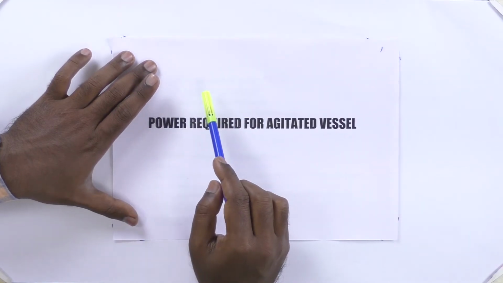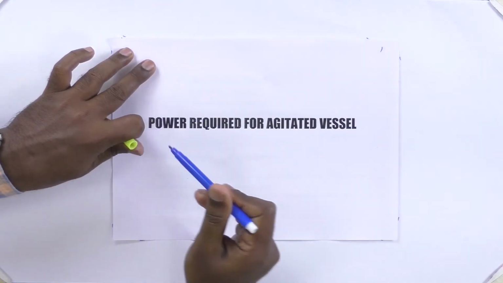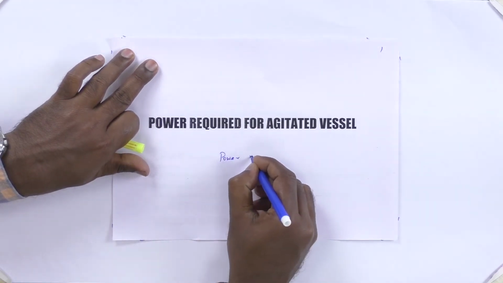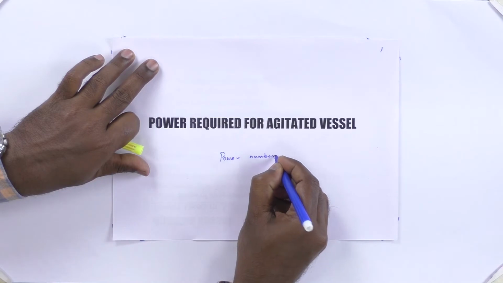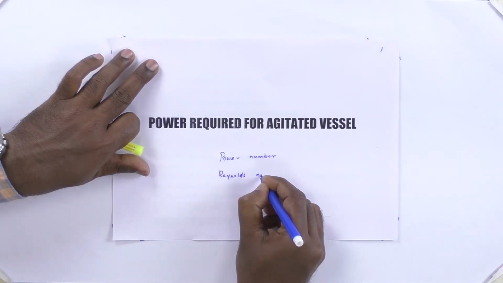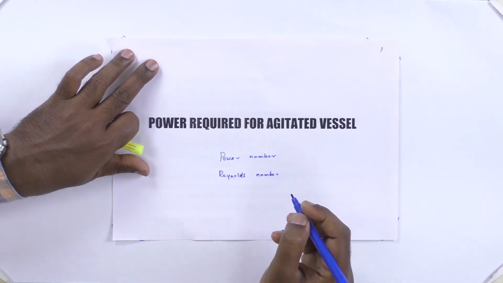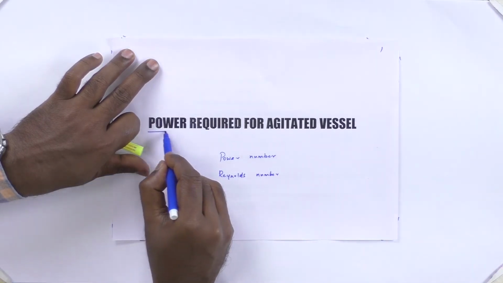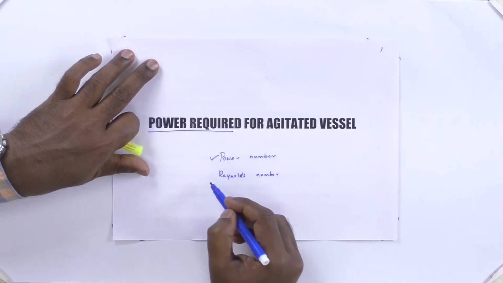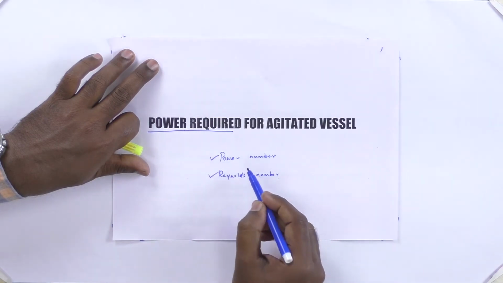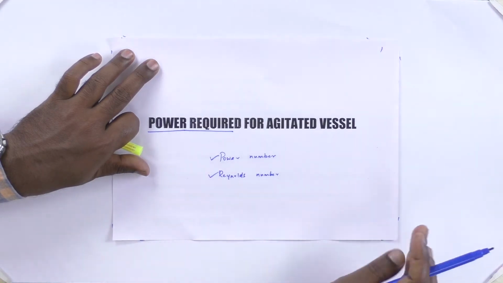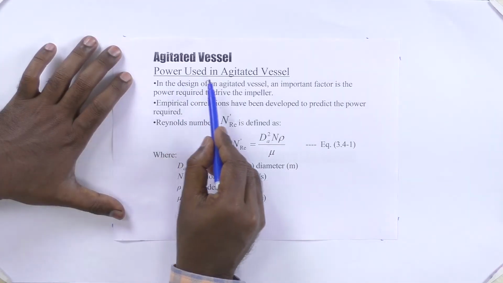For calculating this power requirement, we need to have one thing called power number, and then Reynolds number. These are the two things we need to know in order to calculate the power required for an agitated vessel. One is called power number and another one is called Reynolds number. If we know these two numbers, then we can calculate the power required for an agitated vessel. So, power used in agitated vessel.